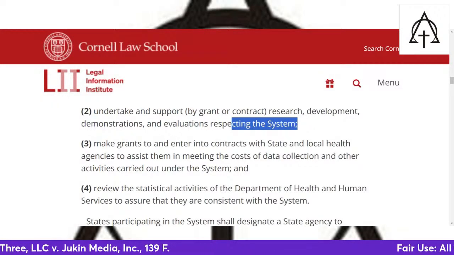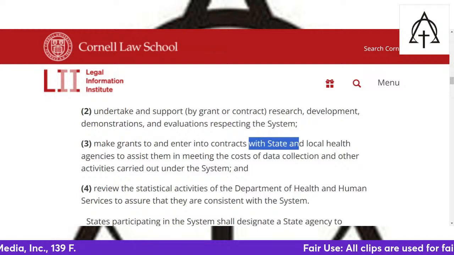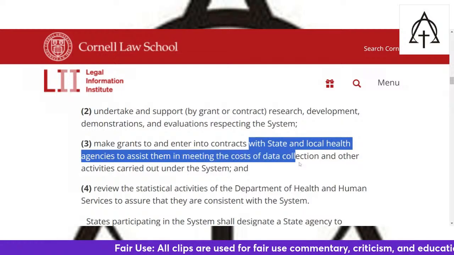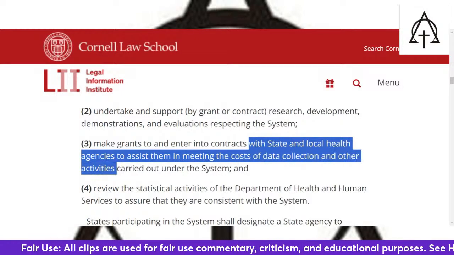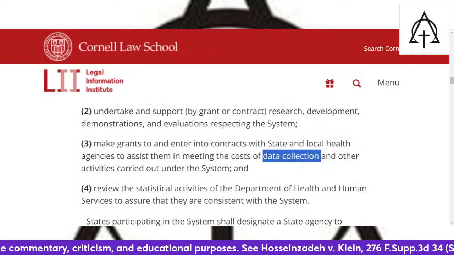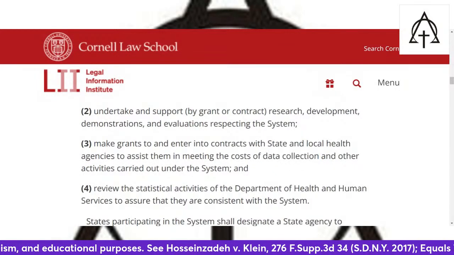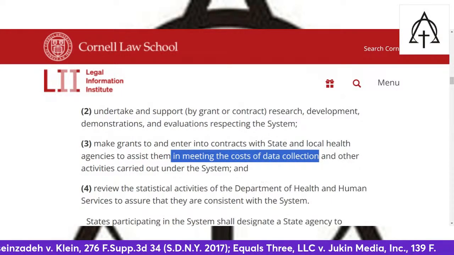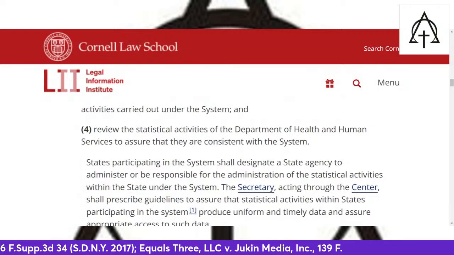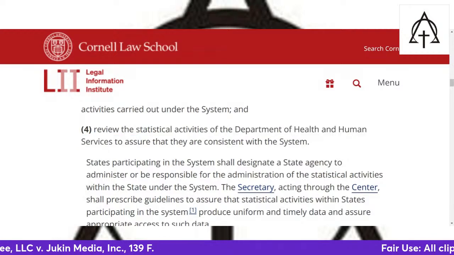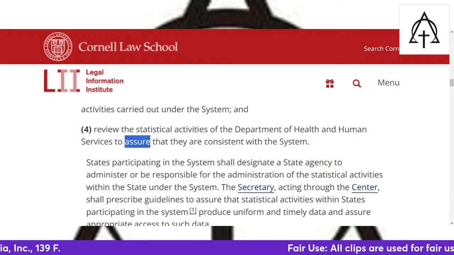Makes grants to and enter into contracts with state and local health agencies to assist them in meeting the costs of data collection and other activities carried out under the system. And therefore, I tell you, if they don't give them data collection, the only cost they have is meeting the cost of their own data. Review the statistical activities of the Department of Health and Human Services to assure that they are consistent with the system. That's again a grant or a contract.